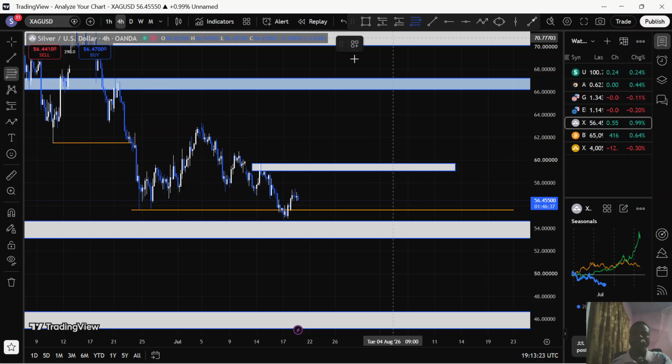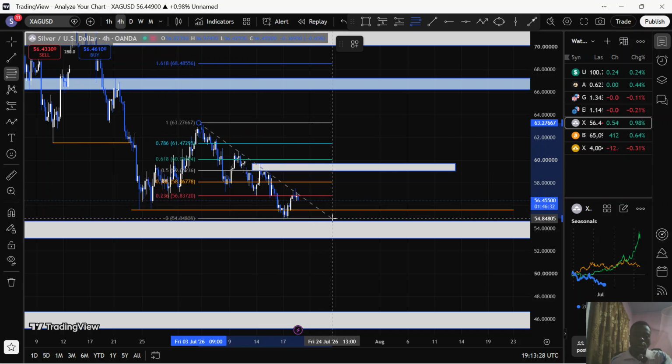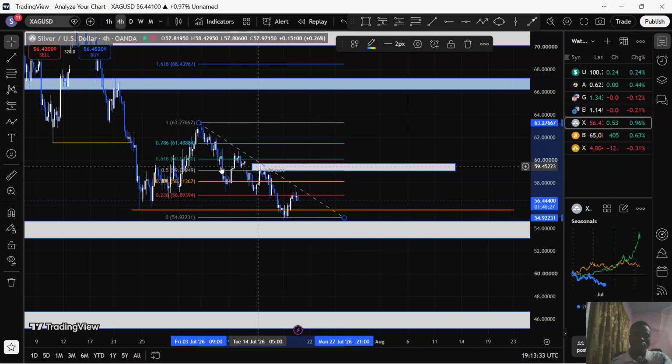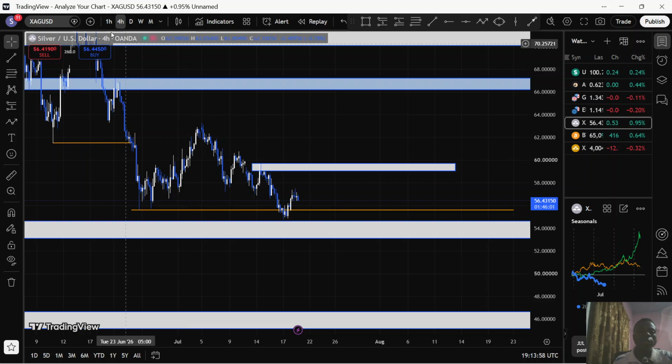Let me see if it aligns with it. Oh, perfectly and nicely. Everything aligns. Beautiful. We have the 0.5 retracement aligning with my zone, and the 0.618 just above it. Even if a wick just touches this zone, this 0.618 retracement is valid. Just a wick. But at this point, we should have a full body candle in this zone in order to have our entry.